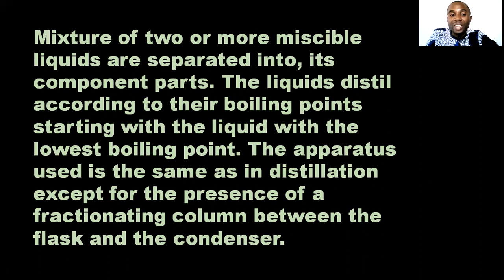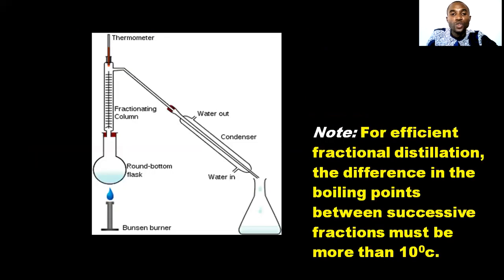The major thing here is that because they have different boiling points, the one with the lowest boiling point will evaporate at the top. Those with higher boiling points will be below. So the apparatus used is what we have here. This is the fractionating column. We can also use this.